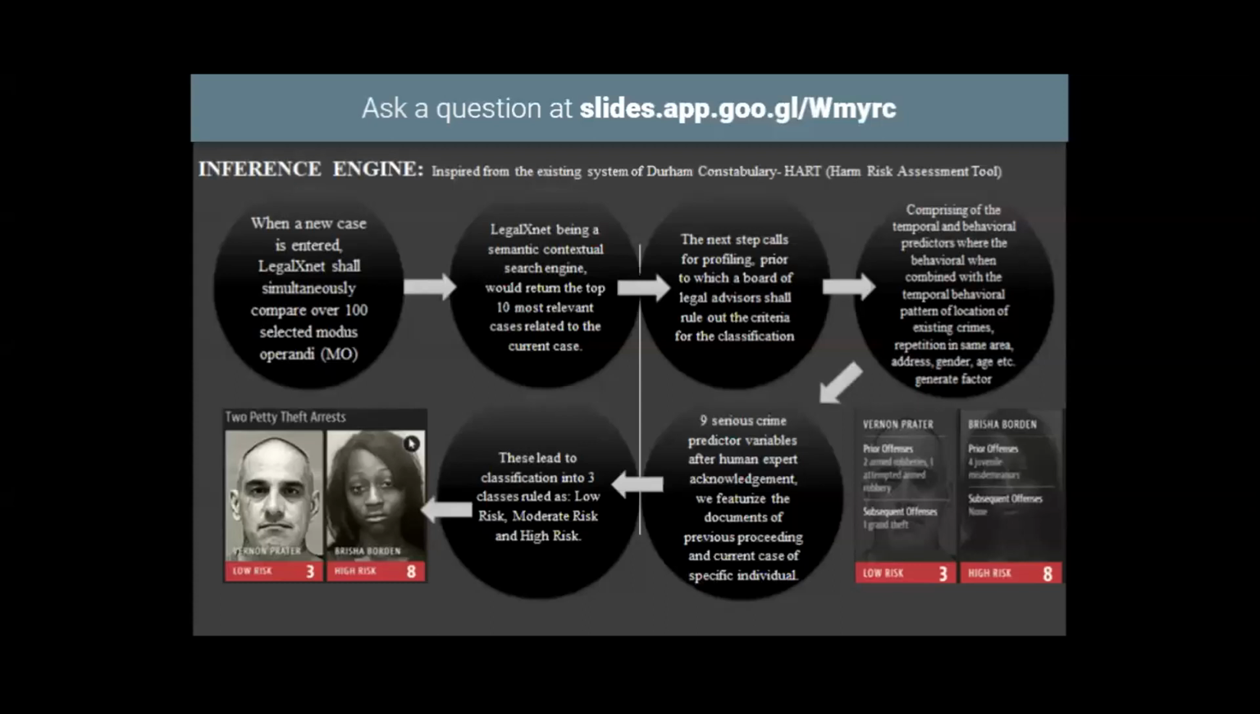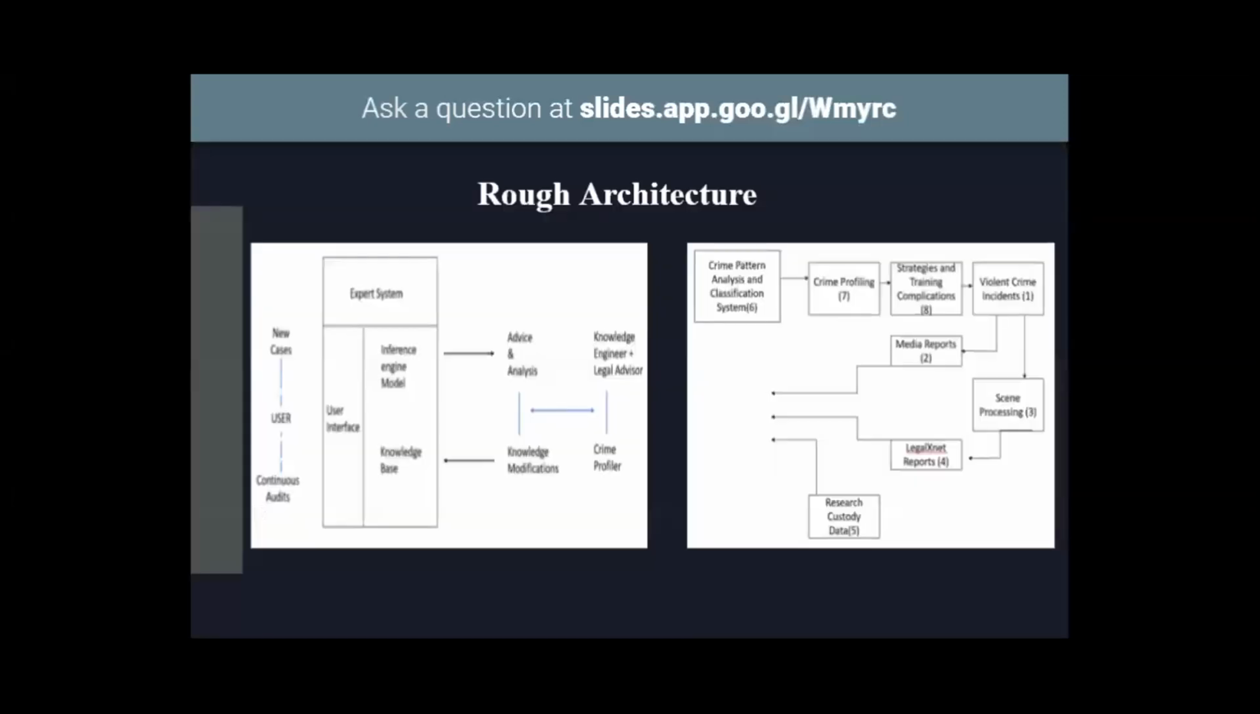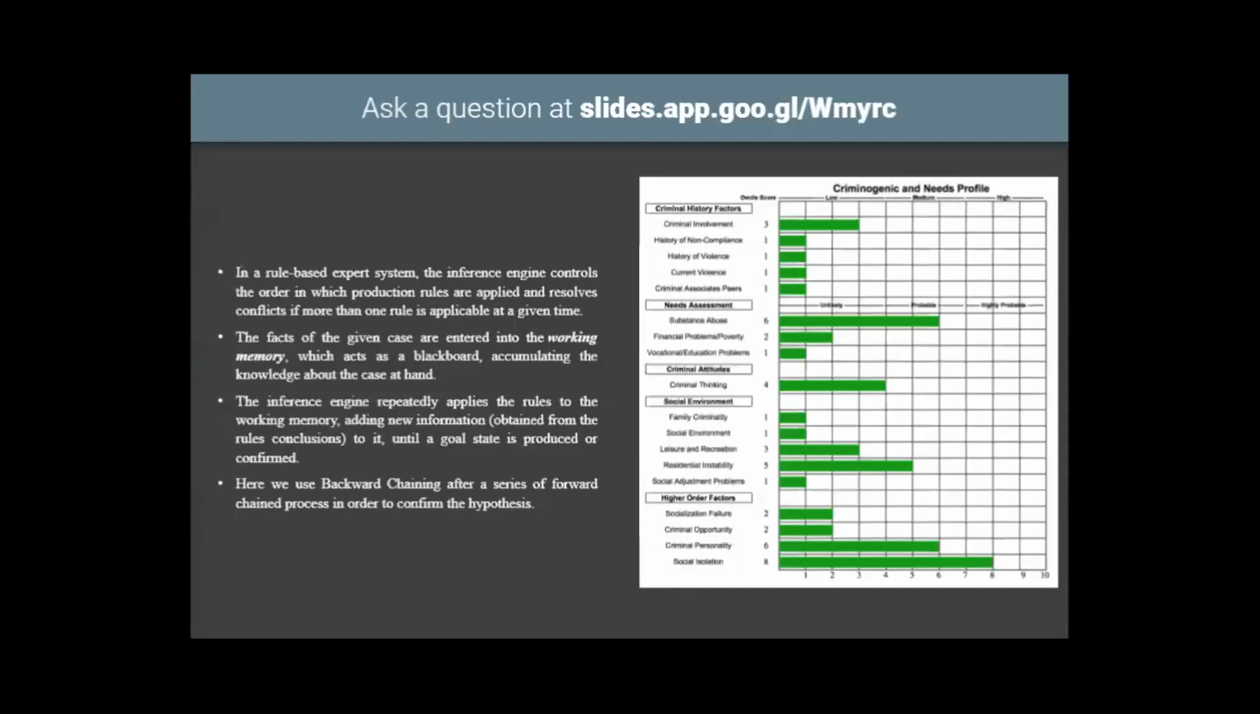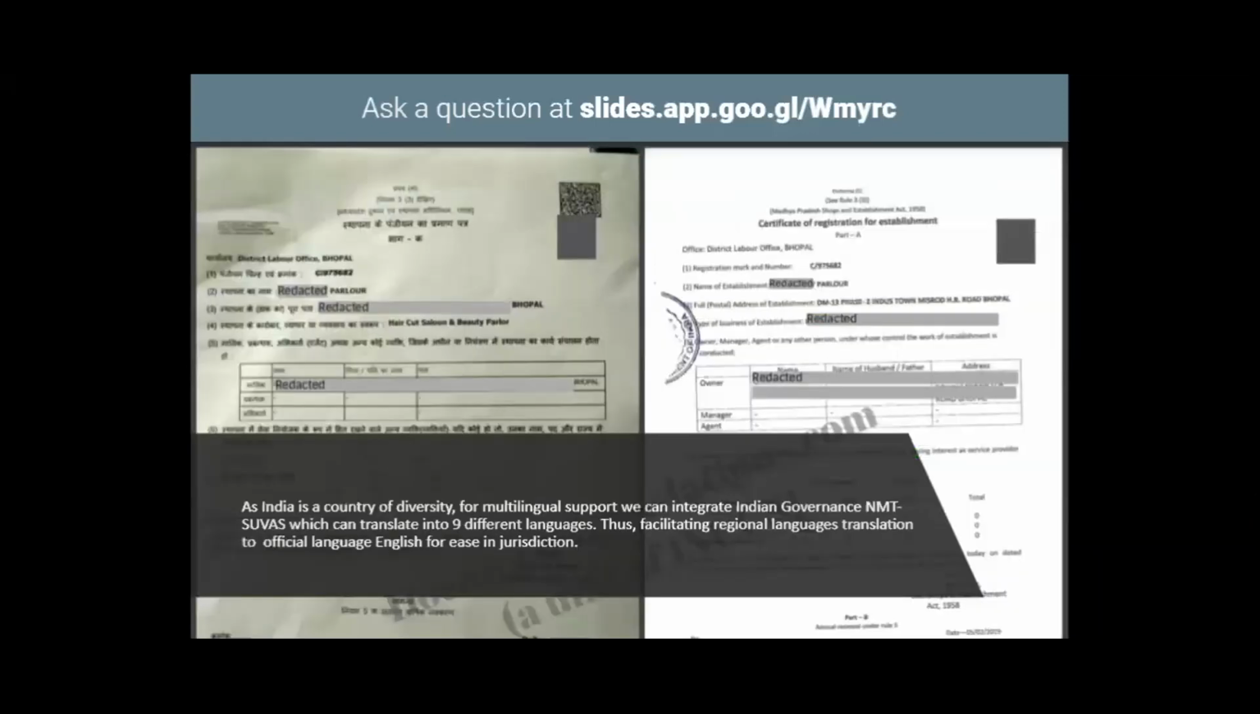So after this, these are the results that were obtained in the existing system: low risk, high risk. Next. This is the rough architecture for that. Next. Again, similarly, it will be evaluated as low, medium, and high risk. The results that were obtained.